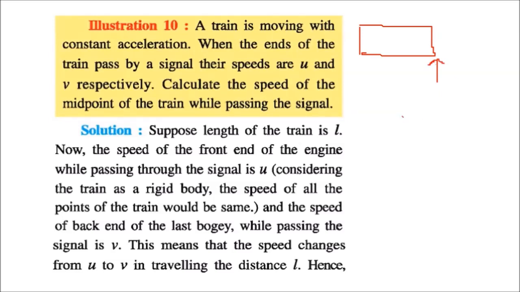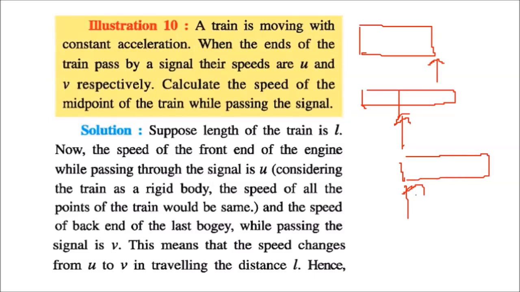Then at some point it will reach like this. The midpoint is coinciding with the signal, and next the end of the train reaches the signal. So this is the direction of movement. The question is, what is the speed of the midpoint of the train while it is passing the signal? Let us assume that the length of the train is L.